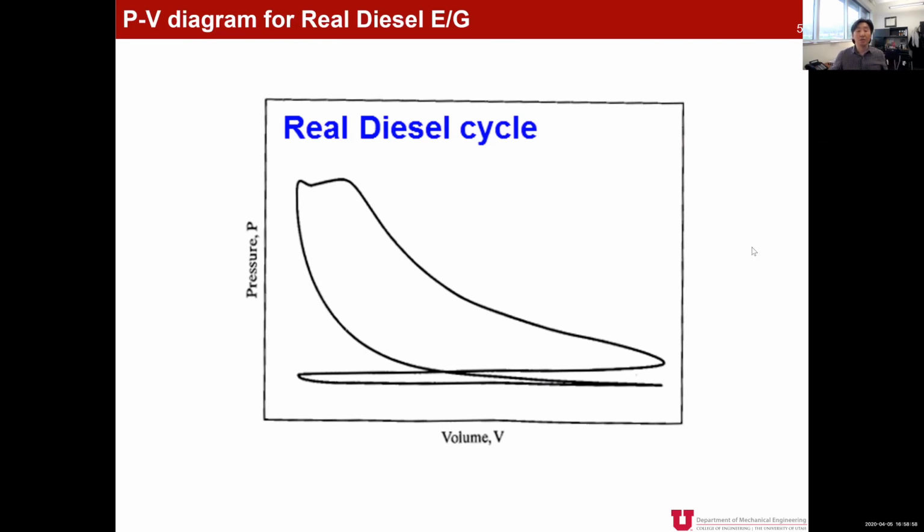Now we can measure the pressure and volume from a real diesel engine, and that is what we see here: the change of pressure and volume during the strokes of the diesel cycle, or the diesel engine. And now we have the intake stroke, and at the end of the intake stroke, we have the compression stroke, all the way going up. Now we have the combustion process. Then we see the biggest difference here.